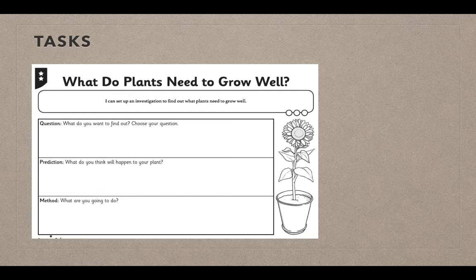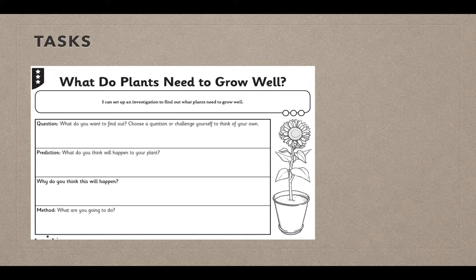So it says, I can set up an investigation to find out what plants need to grow. Some people may have seeds or plants that they can grow. Now, this may not be the case for everyone, so you have to think about all the information that you've been given in the videos to help you to predict or to work out what a sensible answer for each section could be. So look at the question, look at the prediction, and look at the method. Work out a sensible answer you could put in each part of this task.